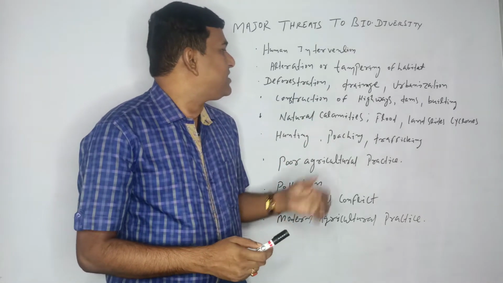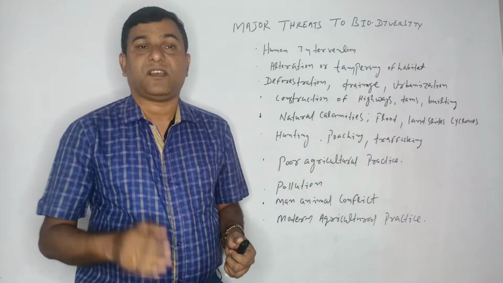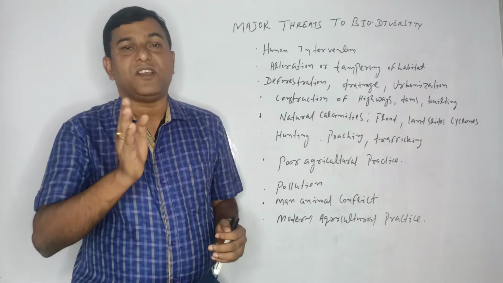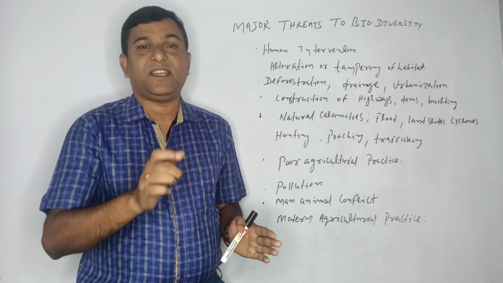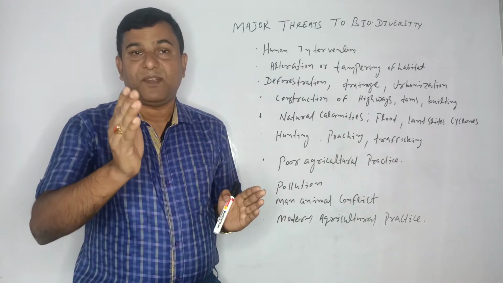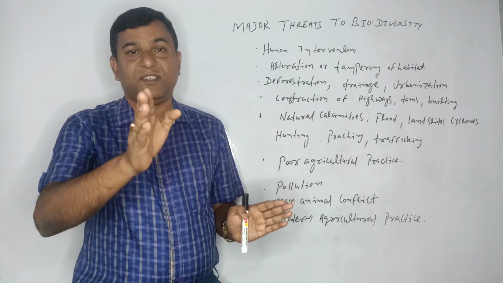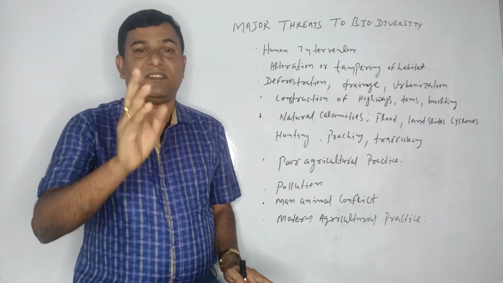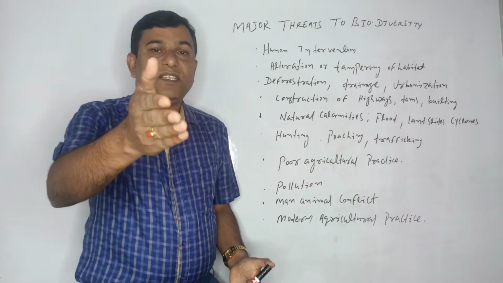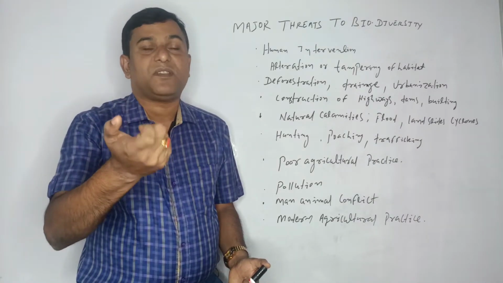Then deforestation, drainage and urbanization. As I am telling, cutting down of trees is known as deforestation. Then drainage: proper implementation of the drainage system is not there. So that's why we are making problems, and definitely it will be a threat. It is a problem for the biodiversity.